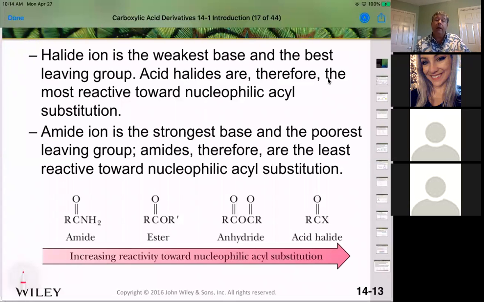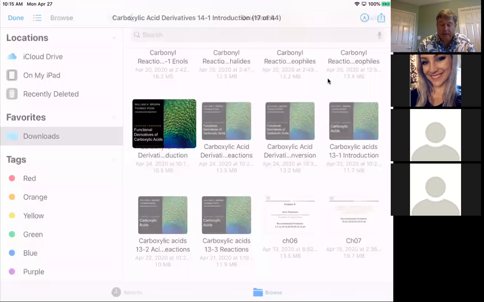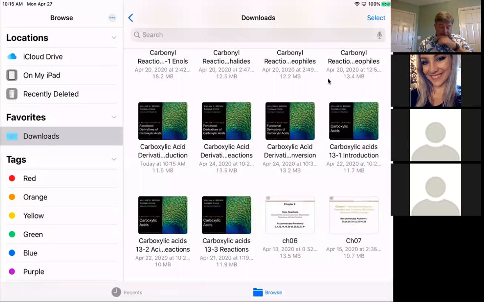So being that a better base is a worse leaving group, that means the weaker the base, the better the leaving group. So our acid chlorides are always more reactive than anhydrides, which are more reactive than esters, which are more reactive than amides. Okay, so that takes us to our second set here.